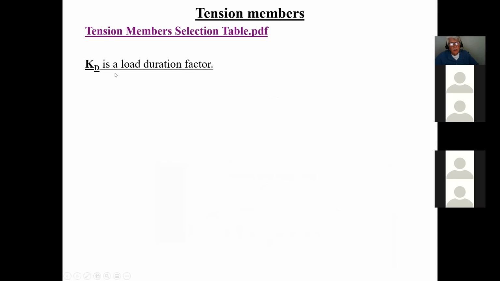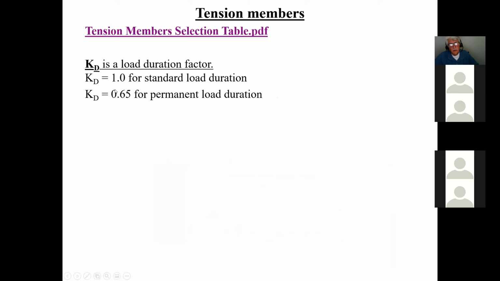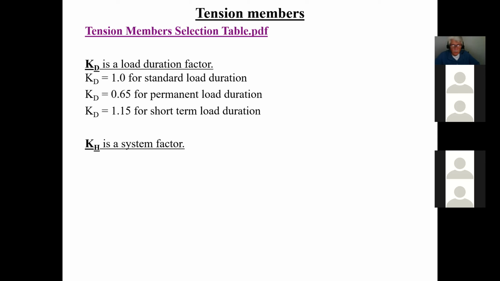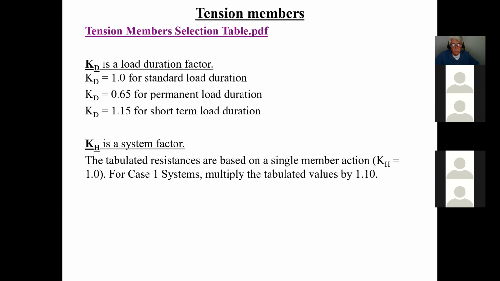Okay, now KD is the load duration factor, and we've seen this. KD for standard is 1.0, for permanent load is 0.65, and for a short-term load, 1.15. So when you're designing for wind, or when you're designing for formwork, it's short-term, and you can take advantage of KD equal to 1.15. Now, KH is a system factor. What's a system factor? We talked about this in Joist, the same thing. You have at least 3 members. The tabulated resistances are based on a single member.